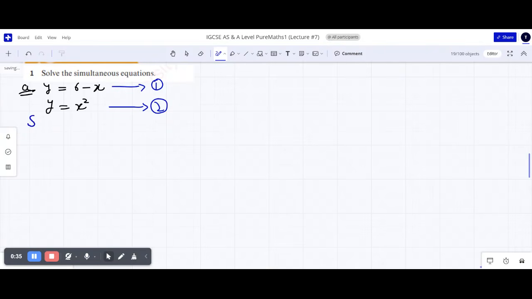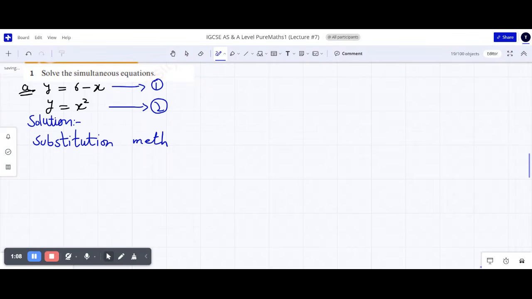So now, the solution, we are going to start from here. So the first step, both equations are equal to y, so we can equate. We can use the substitution method. Simultaneous equations we can simplify by the substitution method.